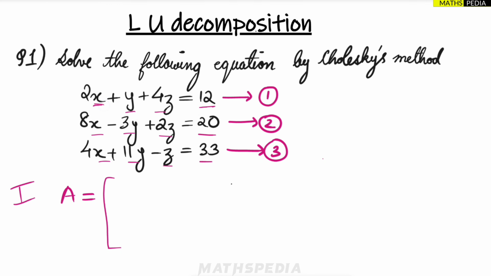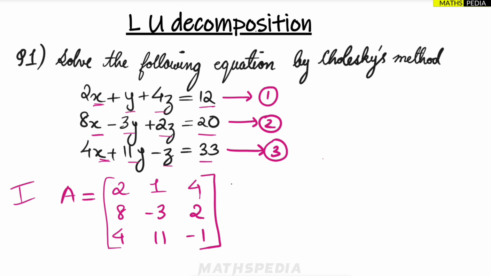Very simple. Just write x coefficient from the first equation, 2. Y coefficient is 1 and z coefficient is 4. So first equation we are filling up. First equation means first row. Second equation, second row: 8, minus 3 and 2. Third equation, third row: 4, 11, minus 1.